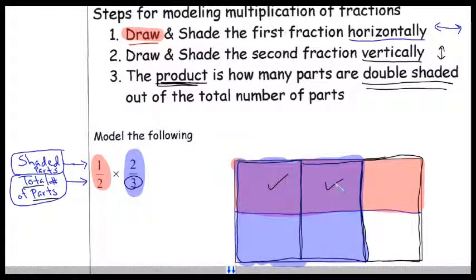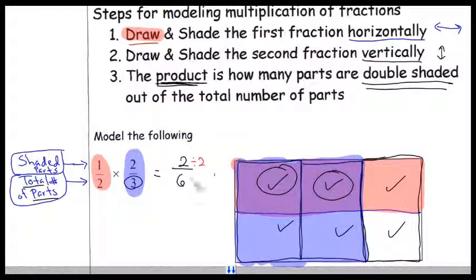Out of how many? Out of 1, 2, 3, 4, 5, 6. 6 total parts, but only this part and that part were double shaded. So my answer is 2 that were double shaded out of 6. And that's it, that's my answer. Now, I do want to show you the simplified fraction. The final answer would be 1/3, okay? But that's how you model it.